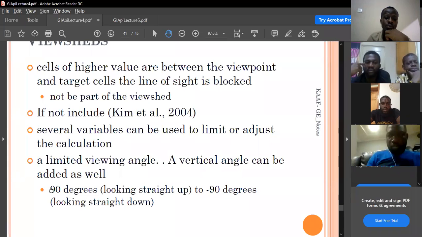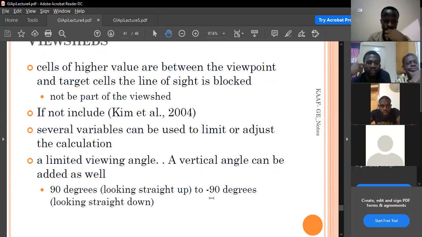Do you understand this statement here? 90 degrees looking straight up. Minus 90 degrees looking straight down. Who understands this? What does this mean? A vertical angle of positive 90 degrees means looking straight up. Minus 90 degrees means looking straight down. I hope you appreciate what that means, right?